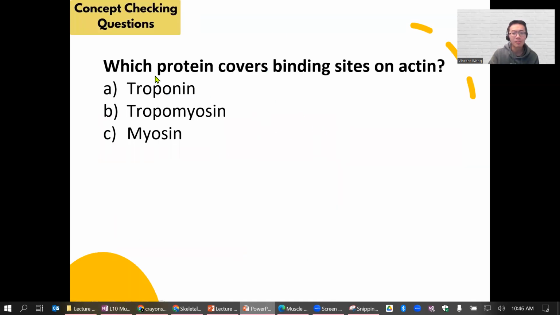Okay, I'm just going to take up the last few questions here, and then I'll send you on your way. Which protein covers the binding site of actin? Which one is it? If you're thinking tropomyosin, you would be correct. That's the green strand I was telling you about, right? The troponin controls the position of the tropomyosin.